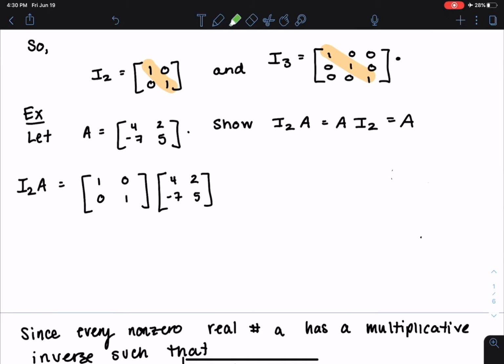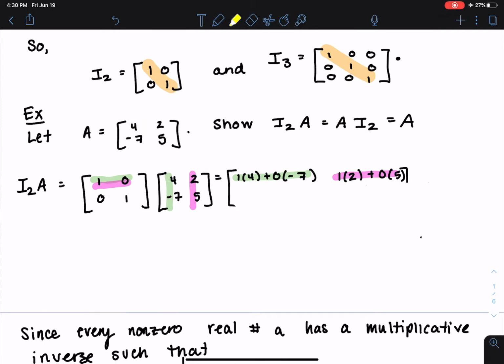First thing I want to do, if I want that first position, and I take my first row, first column, it's going to give me the element in my first row, first column. So you'll get 1 times 4, 0 times 7 when you multiply those like components. Now, if I multiply the first row, second column, it's going to give me the element in the first row, second column. So you'll get 1 times 2, 0 times 5.